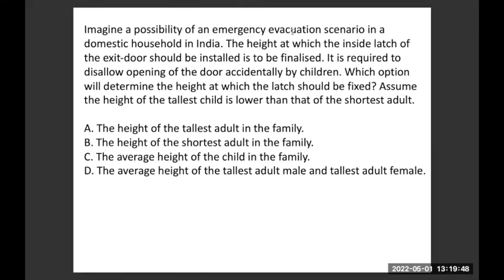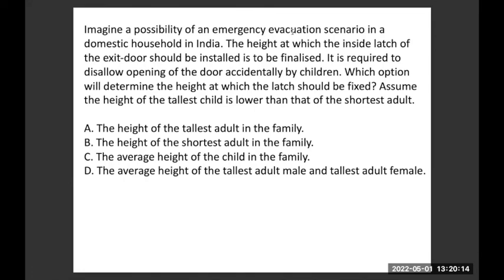Of course, what you have to find out is the height of the inside latch of an emergency exit door, I am assuming, or an exit door. The condition for that is children should not accidentally open it. Which option will determine the height at which the latch should be fixed?